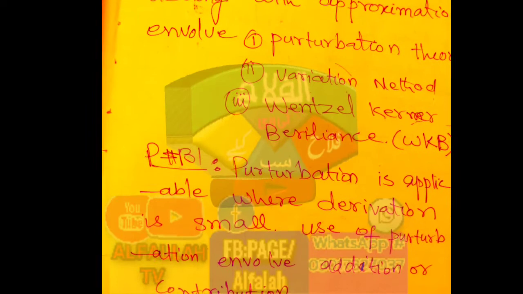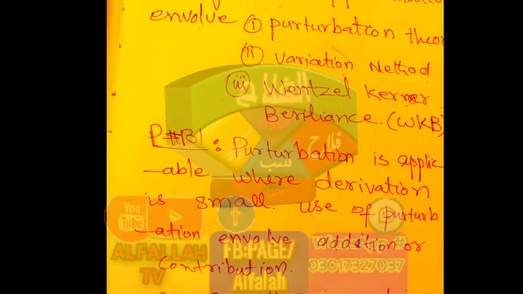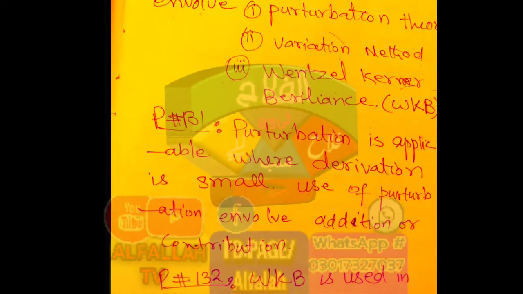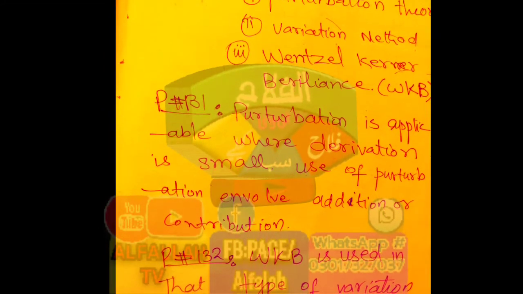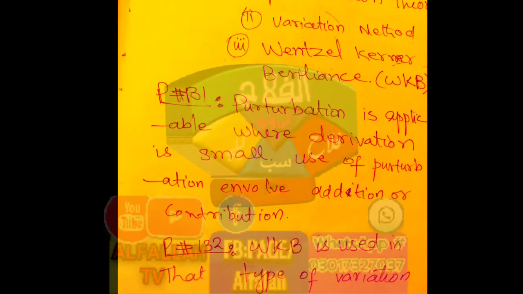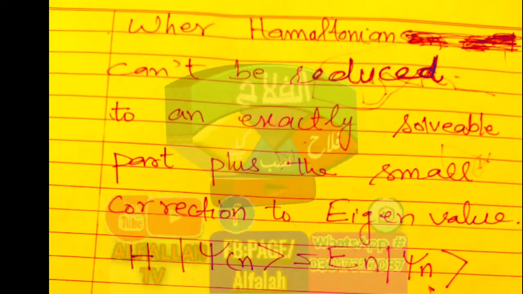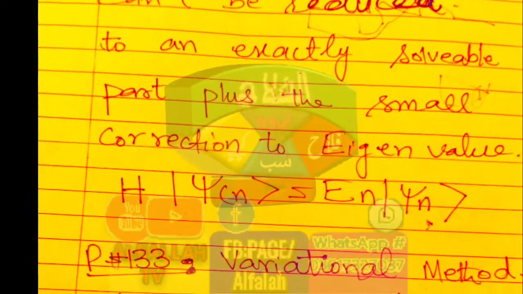Point number 131, perturbation is applicable where the deviation is small. Use of perturbation involves addition or contribution. Point number 132, it is used in that type of problem where the Hamiltonian cannot be reduced to an exactly solvable part plus a small correction, to find the eigenvalue: H psi n is equal to E n psi n.